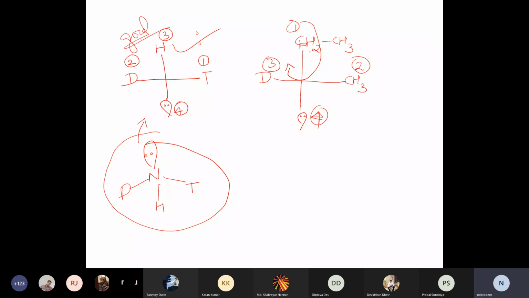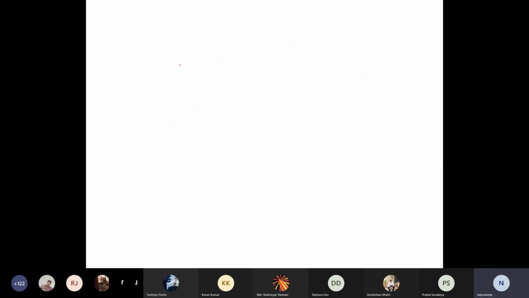Now what is this? This is clockwise. R, right? But where is the lowest priority group? On the vertical line. Vertical means I have to change or I don't need to change? No, don't need to change. So the actual configuration will be R itself. Good. Very nice. Okay, so now I will take another molecule.